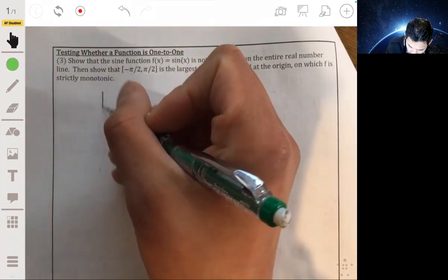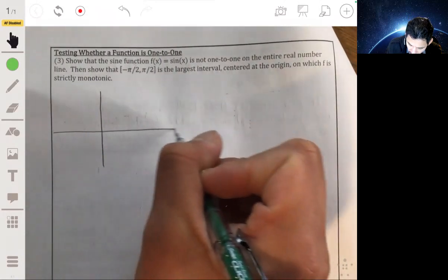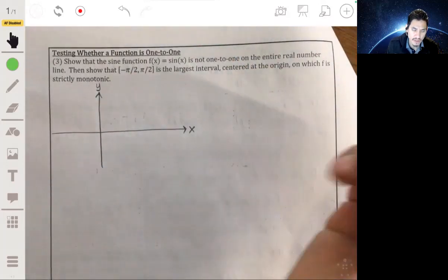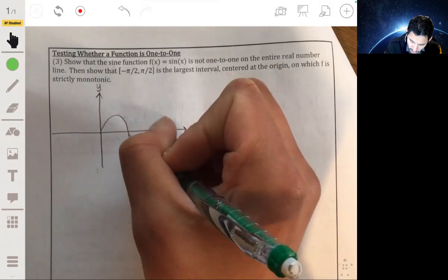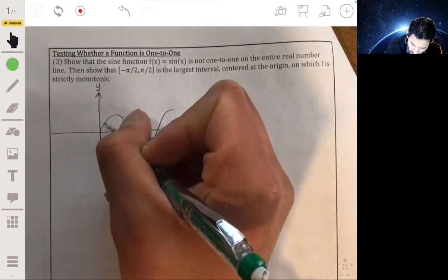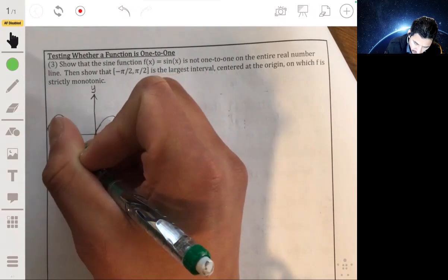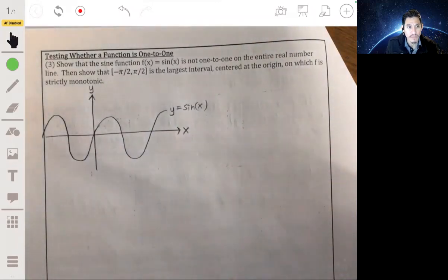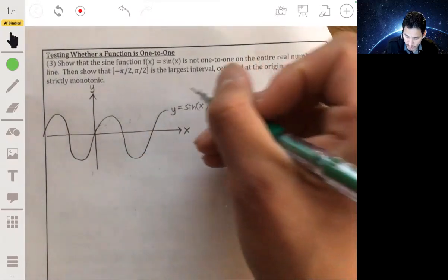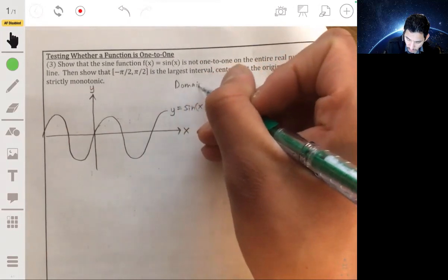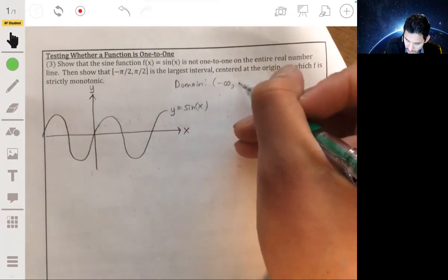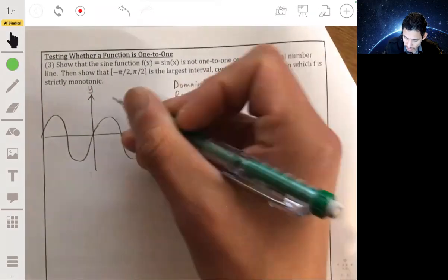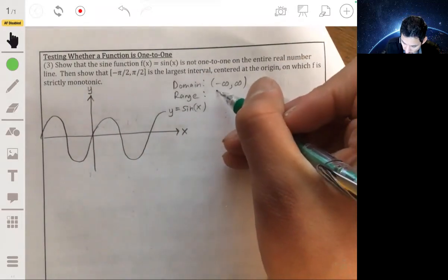So let's draw a sketch of the sine function, which you should be very comfortable with. Remember that it does this cool thing where it goes up and down, and it goes over and over like that, right? Y is equal to the sine of x. Now, the domain for y equals the sine of x, remember, is all real numbers. The domain goes from negative infinity to infinity. The range, though, remember, caps out at +1 and -1.